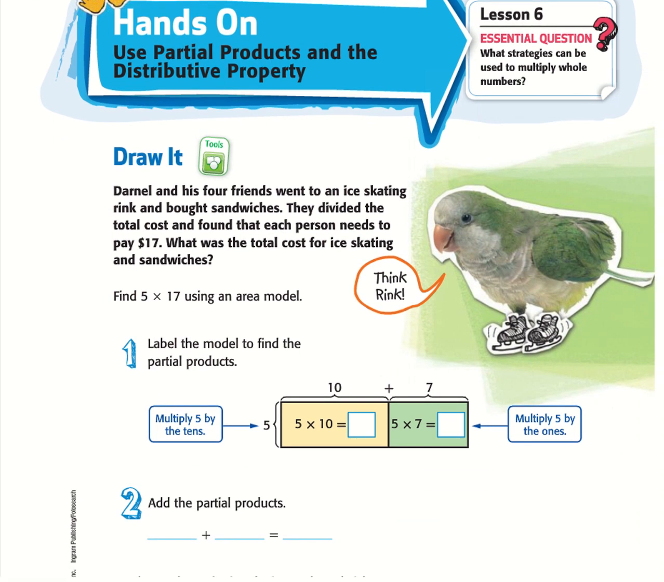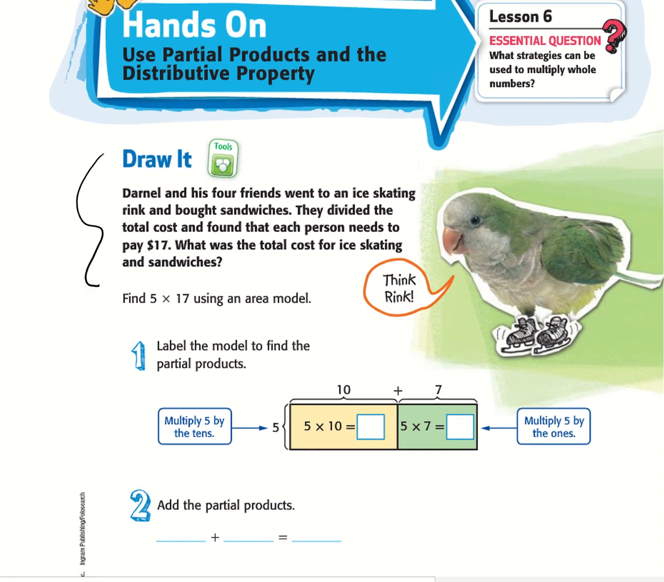Let's take a look. First, we're going to draw it. It says, Darnell and his 4 friends went to an ice skating rink and bought sandwiches. They divided the total cost and found that each person needs to pay $17. What was the total cost for the ice skating rink? So what we're going to do is use an area model. There are 5 people and they each paid $17. So what's the total cost?